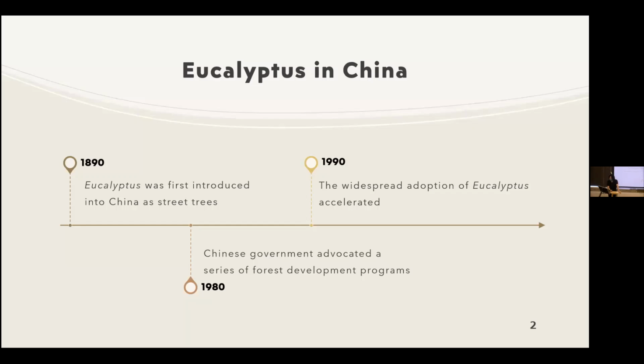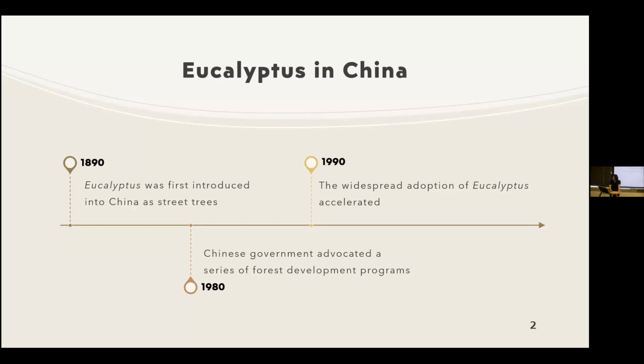Eucalyptus is an endemic species in Australia, but it has been planted in China for a long time. Back in 1890, eucalyptus was introduced into China for the first time and was used as street trees. Since the 1980s, the Chinese government has advocated a series of forest development programs, such as the Forestry Development Project. The scale of eucalyptus plantation has increased remarkably.